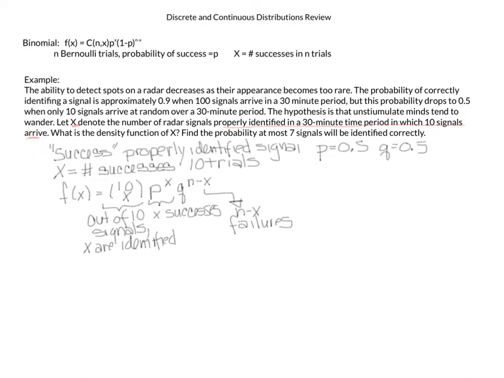Here I've written down the key information that I'm going to be using. So success is a properly identified signal, and the probability of success is 0.5, which means the probability of failure is 0.5.